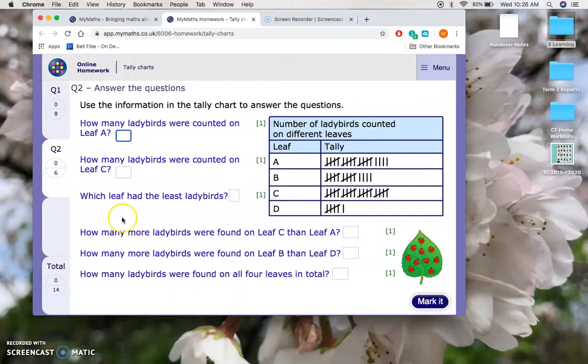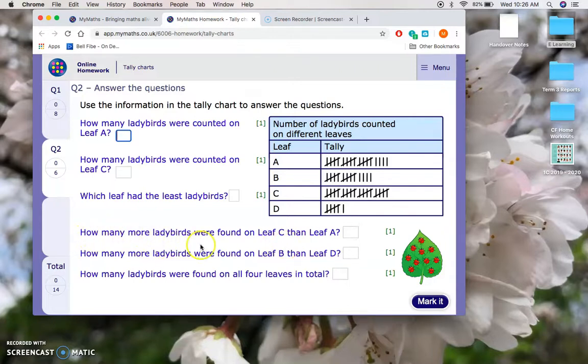Question 2, page 2, this is where you need to just answer the questions. So use the information in the tally chart to answer the questions. The tally chart is created for you. So how many ladybirds were counted on leaf A? I need to look at leaf A and I need to count the number of tallies to answer the question. Now the trickiest ones, when we look at data and reading data, the trickiest questions are always these ones.